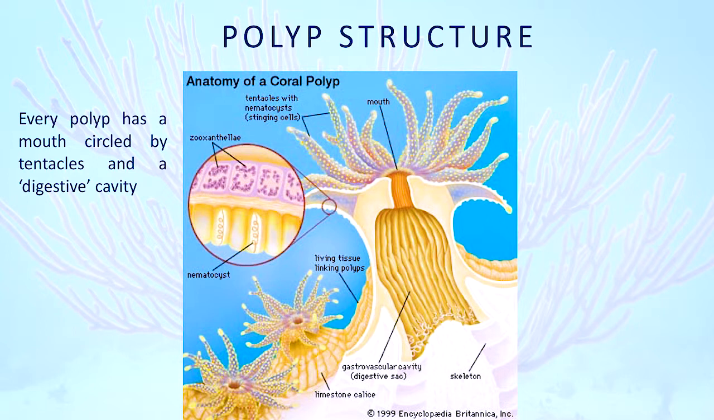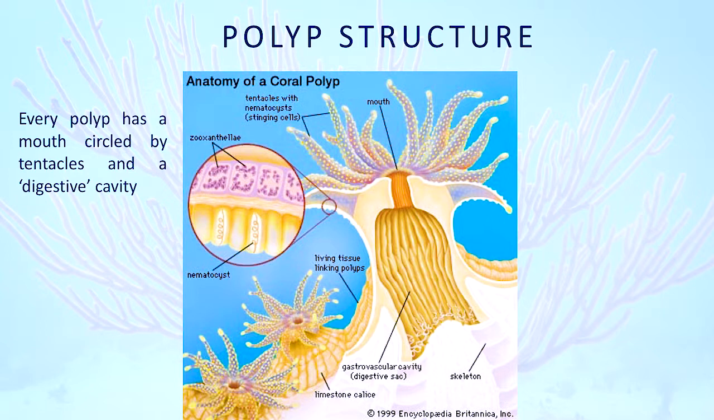prey species. So afterwards, the tentacles then grab these prey. So these could be like little fish, they could be little crustaceans, or indeed zooplankton. And then they move the prey into the mouth, and then this gets moved into the stomach.